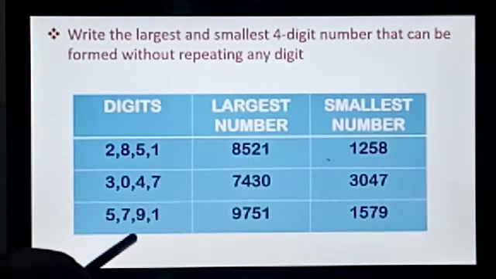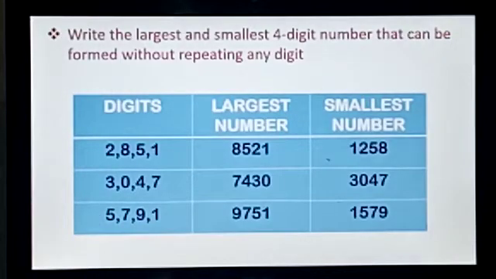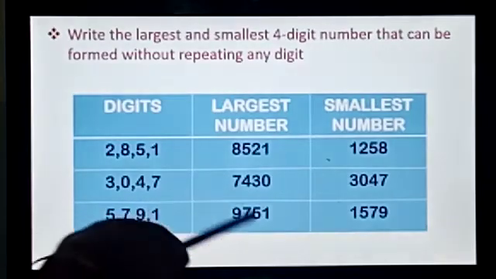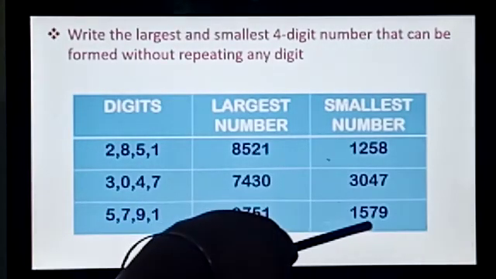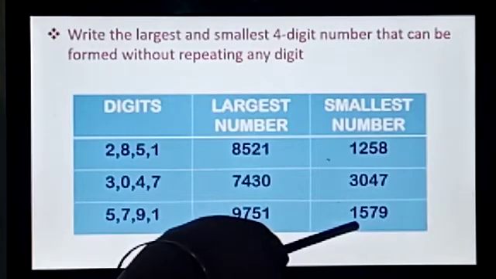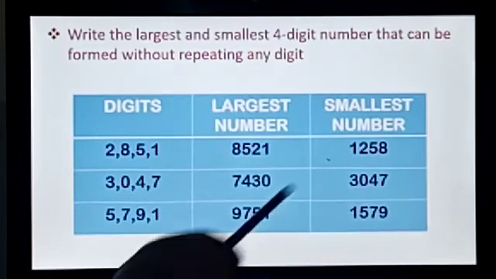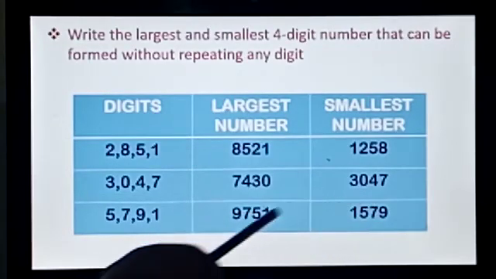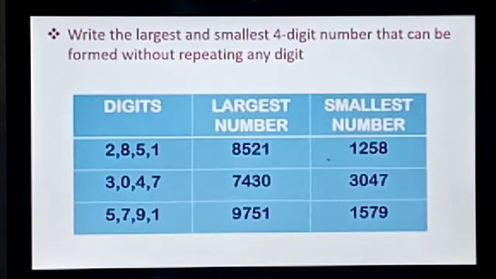Okay. Coming to the next one. 5, 7, 9, 1. So, what will be the largest form? 9, 7, 5, 1. You need to write the digits in descending order. Smallest number means you need to write the digits in ascending order. 1, 5, 7, 9. The reverse of the descending order will be ascending order. So, the largest number is 9751 and the smallest number will be 1579. Is it clear, children?